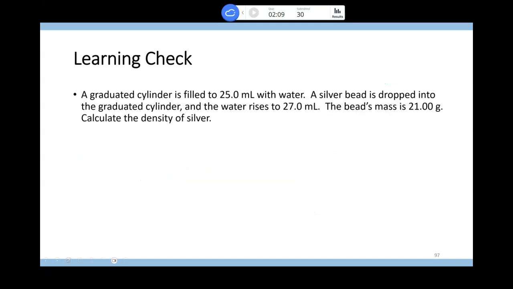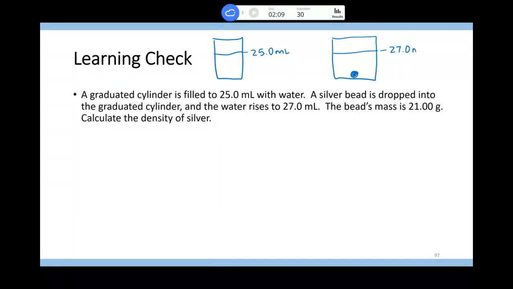All right. This next one, I will go through, but let's read it together. So we have a graduated cylinder filled to 25.0 milliliters with water. A silver bead is dropped into the graduated cylinder and the water rises to 27.0 milliliters. So if we have a beaker with water, this is at 25. Silver bead is now in it. Now we're at 27.0 milliliters. The bead's mass is 21.00 grams. Calculate the density of silver.